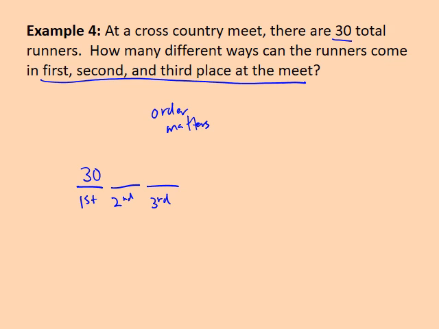Now one runner has successfully come in first place. So now we have 29 runners left. And now we have one runner in first, one runner in second. So now we have 28 possible runners for third place. So when we multiply this out, we get 24,360 possible ways the runners can come in first, second, and third place. Now, if we want to use nPr, there are 30 runners, and since order matters, we use P, and we're arranging them 3 different ways. So 30P3 is also 24,360.